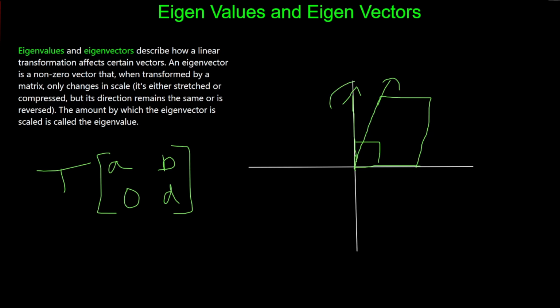So in order to be in the same span, they must lie in the same line, right? So this is the line. So they can be either scaled, increased or decreased, but they must lie in the same line. But in this case, it is shifted from here to here. So this is not in the same span anymore after transformation.